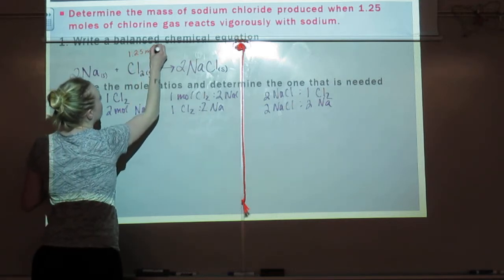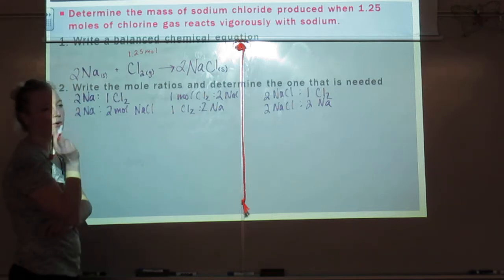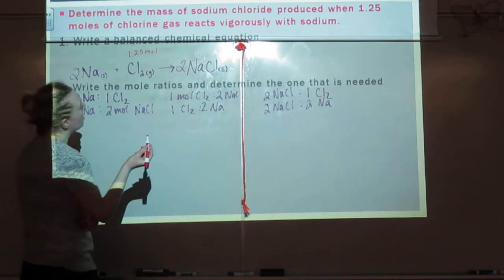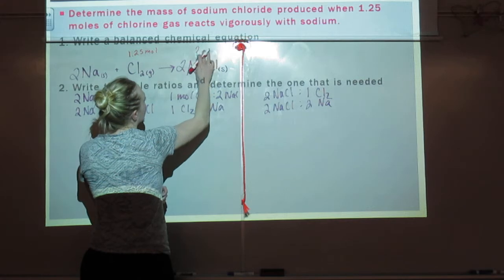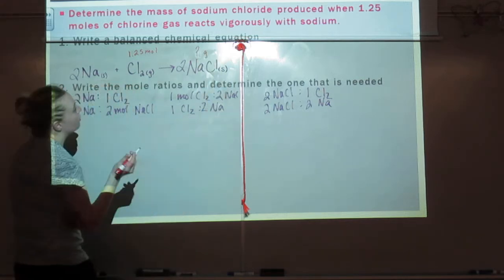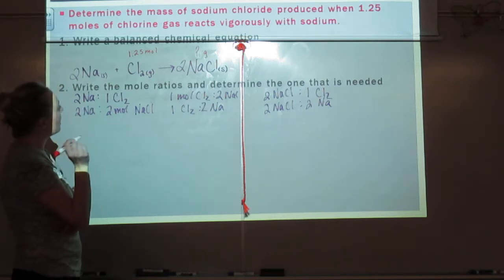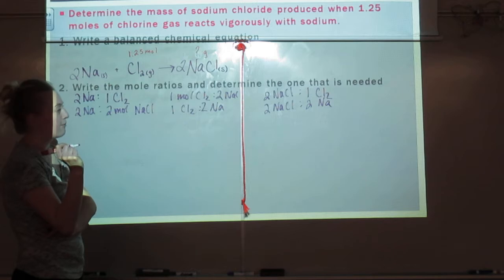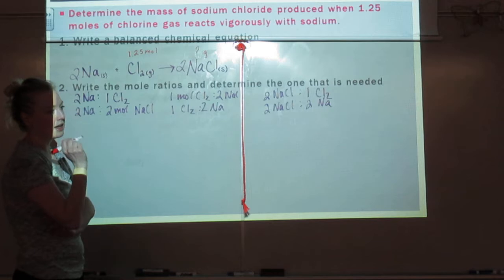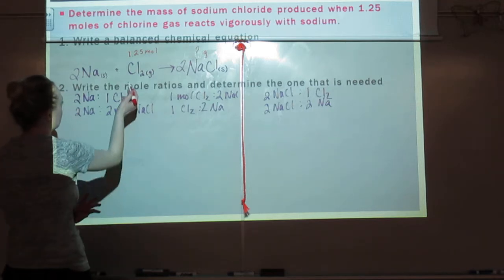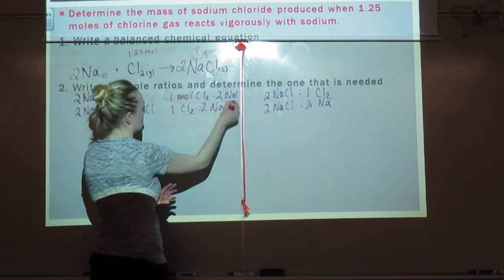1.25 moles of chlorine gas. I find it easy to write down what I'm starting with above the equation and then put a question mark about what I'm trying to find. I'm looking for grams, so I'm going to start with my moles and move to grams. If you don't write above what you're looking for, it's easy to get confused along the way. By using this method, I can easily pick out which mole ratio I need, and that's going to be the chlorine to the NaCl. So that one is right here.